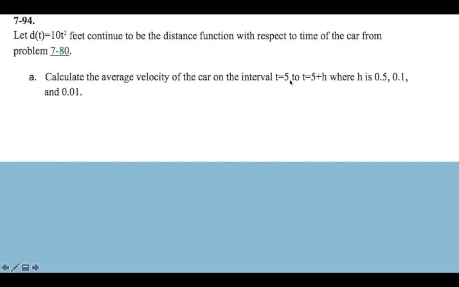But to find the slope of the secant line, we need the two coordinate points. So 5 is going to be my first x value, and my second x value is going to be 5 plus h. To get my first coordinate point, I take 5 and plug it into my function for t. So when t equals 5, it's 5 squared, that's 25, times 10 is 250.